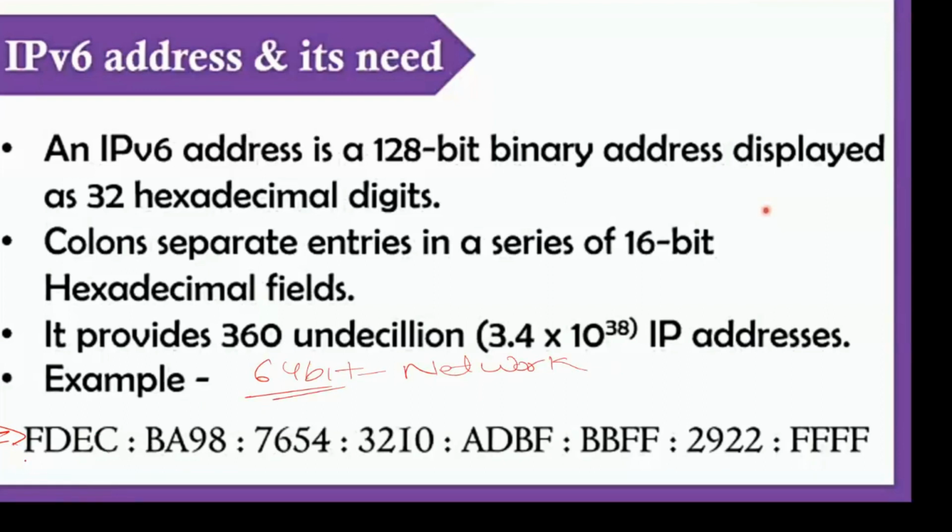Right. So if we count the 64 bits, as we discussed, one field is equal to 16 bits. That means the starting four fields are for the network and the last four fields are for the host in IP version 6.